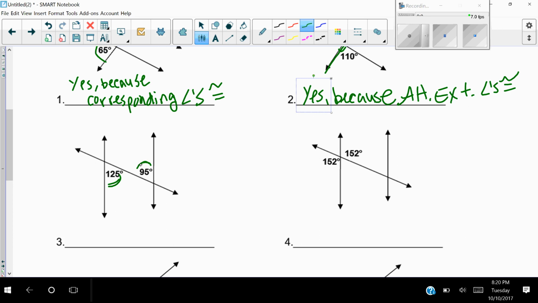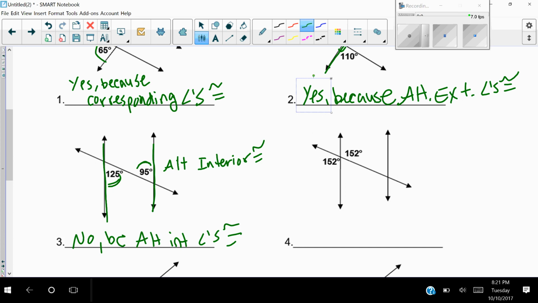Let's look at this. They're alternating. They're on the opposite side of the transversal. So they're alternating. And they're both inside these parallel lines. They're both in between the parallel lines. So alternating interior angles, and alternating interior angles are supposed to be congruent. They're supposed to be equal. So we're going to say no because alternating interior angles are supposed to be congruent, right? Remember, we have to have one set of angles from this intersection and one set of angles from this intersection. So I know right away we're going to say no.